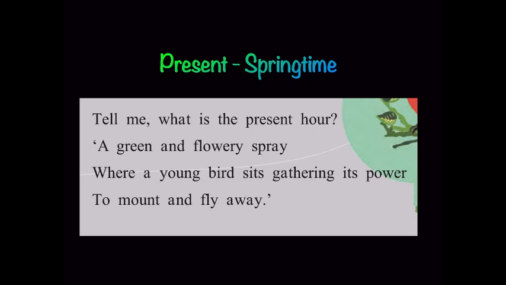Students, can you tell me which is the spring season? Spring is a season succeeding winter and preceding summer. The phrase green and flowery spray shows that it is springtime. The word spray means a small branch of a tree bearing flowers. The child refers to a young bird who is gathering its strength and is getting ready to fly. The word to mount means to get on something or to climb.